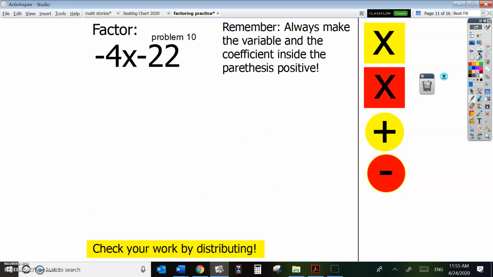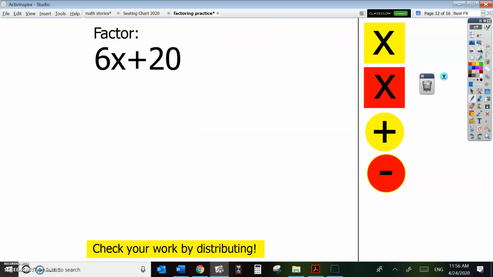4 and 22 are both even. 4x is negative, so we need to factor out a negative to make things positive inside the parentheses. Okay, now check by distributing. Negative 2 times 2x is negative 4x. Negative 2 times 11 is negative 22. 6 and 20, greatest common factor is 2. 3x plus 10.